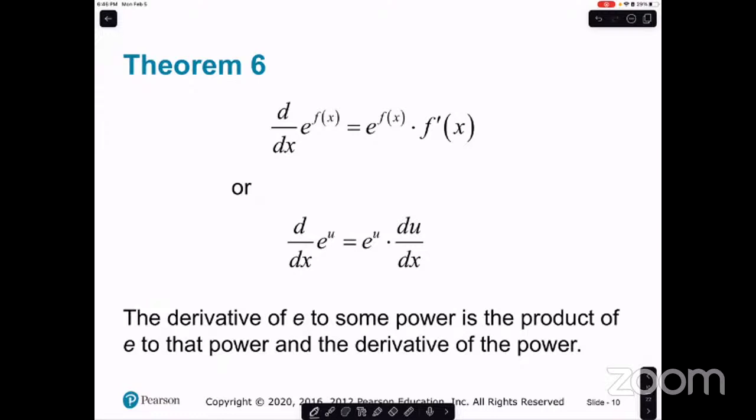It's the same derivative like we did a moment ago, but you have to extend it like the chain rule. When we take the derivative of e to a function, it's still going to be itself, but then times the derivative of whatever that function is. It's basically an extension of the chain rule. And this is the same thing, just articulated a different way. The derivative of e to some power is the product of e to that power and the derivative of that power.